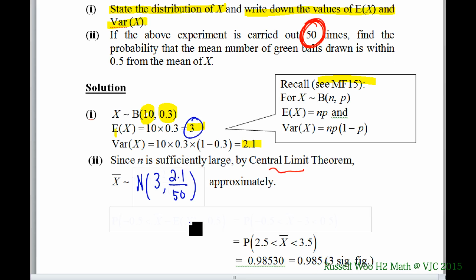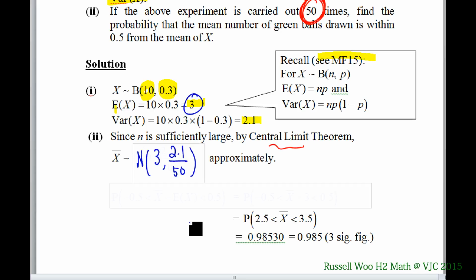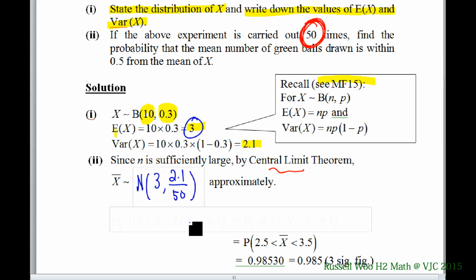Now, many of us are afraid of this word within. Find the probability that the mean is within 0.5 from the mean of X. Actually, it's not that scary, is it? Remember the CT2 question? Within 0.5% of beta. Recall or don't recall?